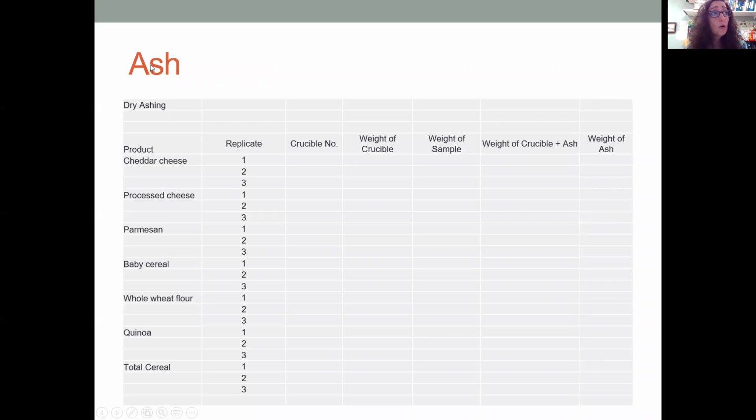Have a look at the tables in the Excel sheet that I will be sending you. By the time you watch this video, you have probably already received that Excel sheet. You'll see there is a spreadsheet for ash, and it tells you what information you need to enter for each of the samples. For ash, you plug in the crucible number, the weight of the crucible, and the weight of the sample. The next day you come back to weigh the crucible with the ash in it.